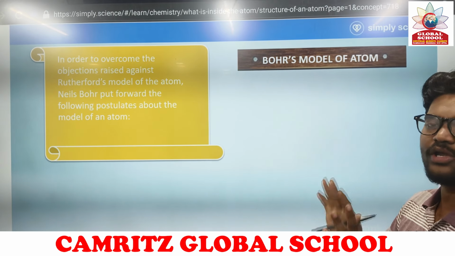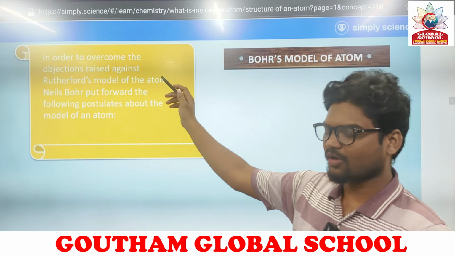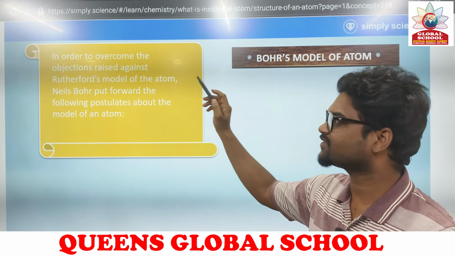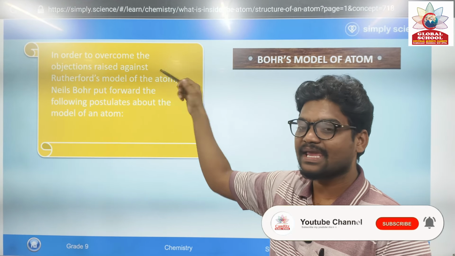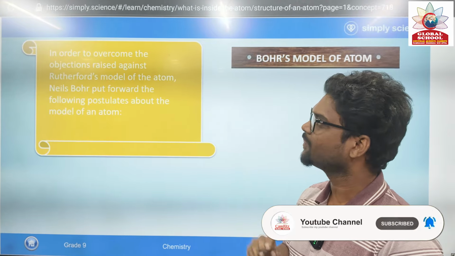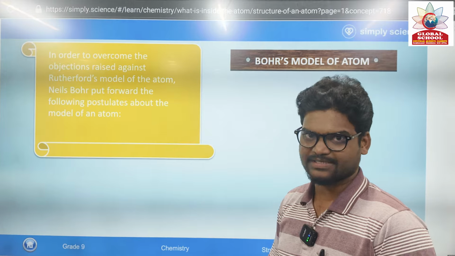Now we will go into Bohr's atomic model. We have already said that, in order to overcome the objections raised against Rutherford's atomic model, Niels Bohr put forward the following postulates.